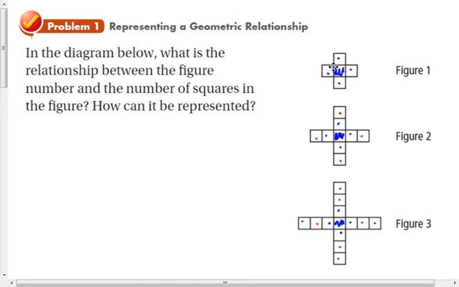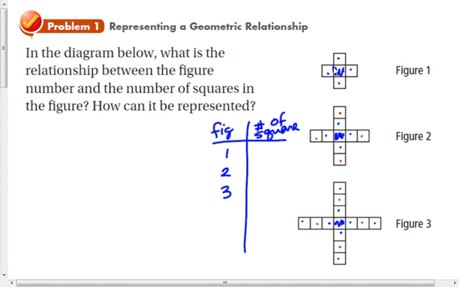And the number of squares in the figure, so let's just write a table here. So this is our figure number, 1, 2, 3, and number of squares. And that gives us, in the first one, 5 squares, and then we notice we added 4 more, so 9 and 13, and so on.